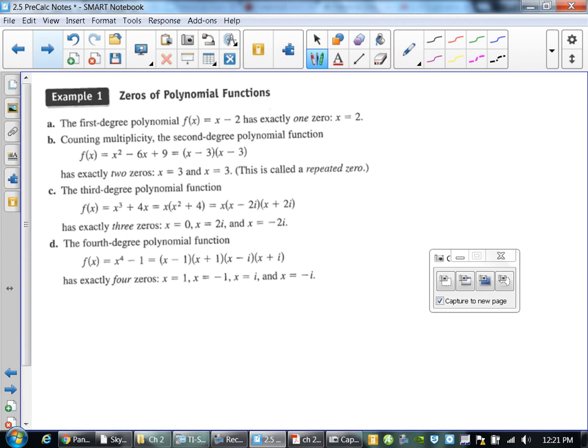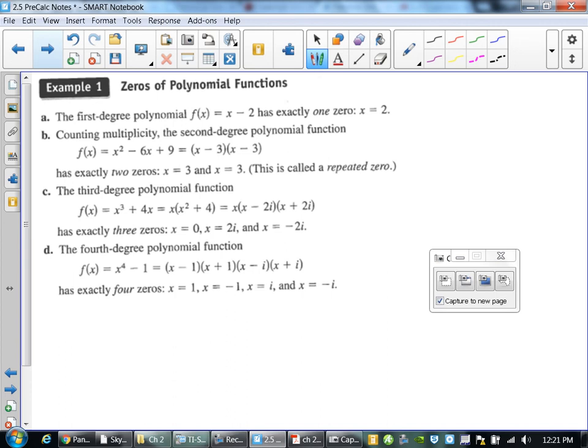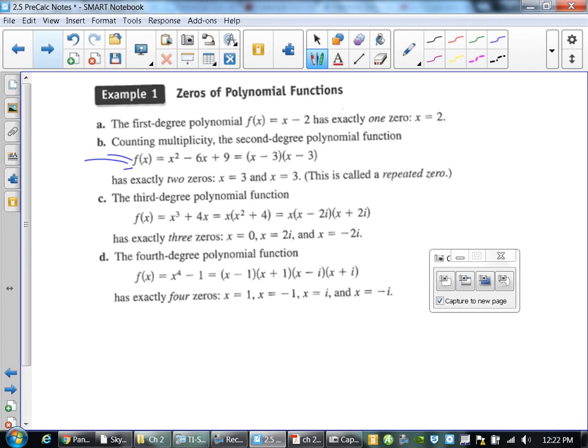Like we've done this, and I don't want you guys to write any of this stuff down, but I just want to show you that you've done all of this. When we did that first example where we had x squared minus 6x plus 9, we had two terms, x minus 3, where it had a multiplicity. It was a repeated 0 at 3. It was repeated twice.